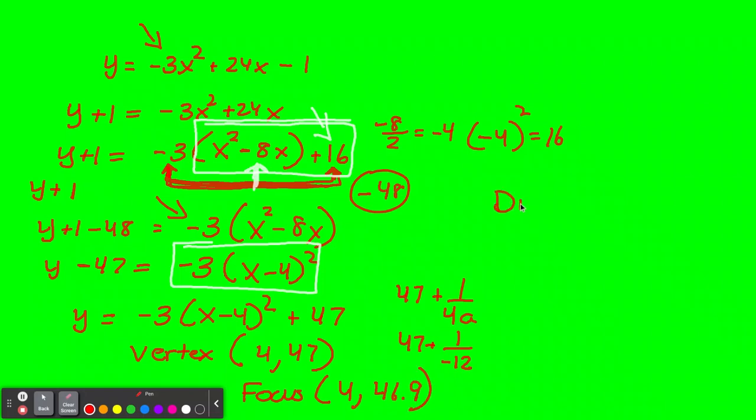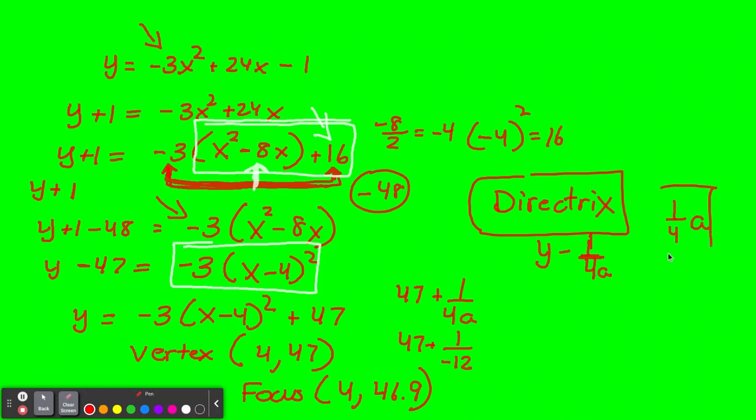So what is now the directrix? Say that 3 times. Directrix. This is going to be y minus 1 over 4a, not 1/4 times a. It's not this. No, not that. Not that, but this. So y minus what? Negative 1/12. What do you get from that? You get 47.08.